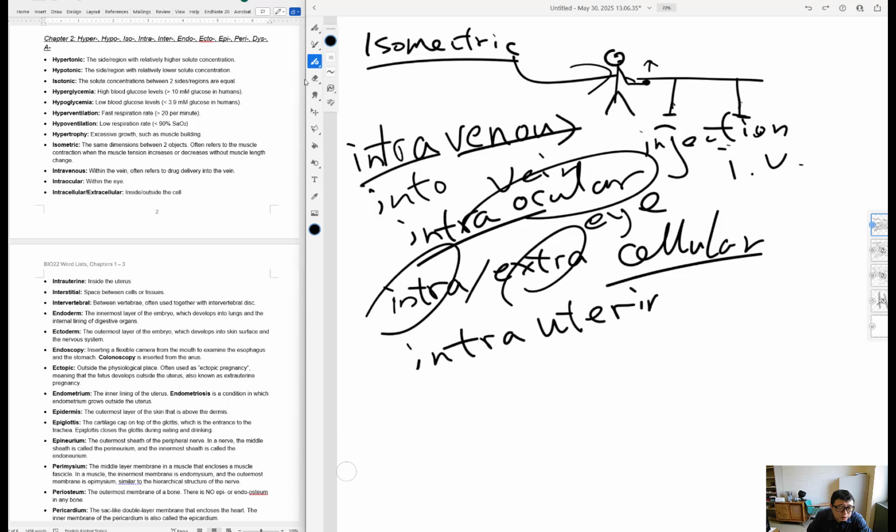Intrauterine. Again, it can be used to describe anything inside the uterus. Uterine means uterus. However, in many cases, it refers to intrauterine pregnancy, which is good. I think we are going to talk later about ectopic pregnancy, which is bad. The baby cannot survive, and you have to use surgery to remove it. So we are done with intra.